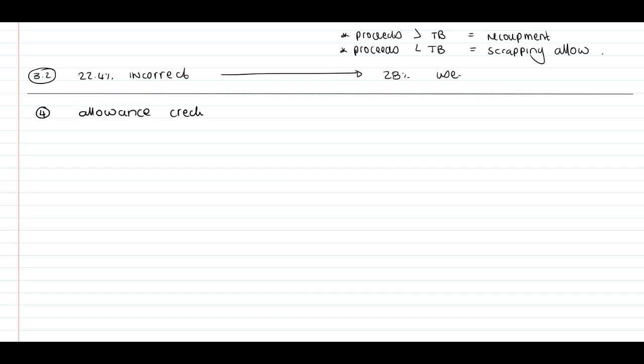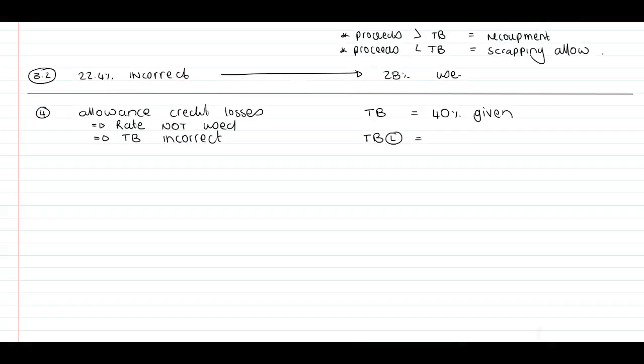For credit losses, and they've indicated to us that the rate was not used and our tax base is incorrect. Okay, but what is the correction now when we look at this? We know that our tax base should be the 40% given. You can write this out, guys. Then the tax base of a liability, we need to indicate to her, remember this is theory, will be the carrying amount for accounting minus the amount that will be not deductible in future.